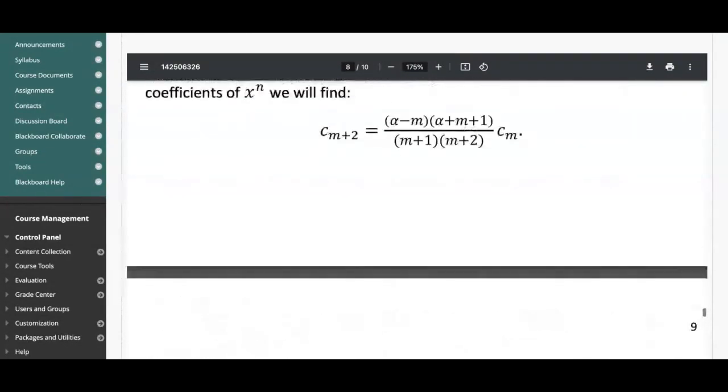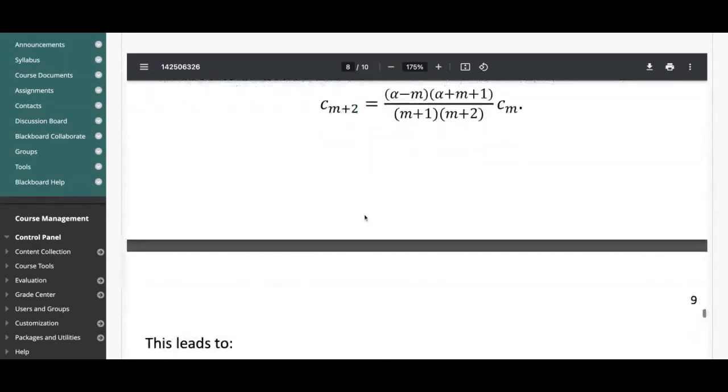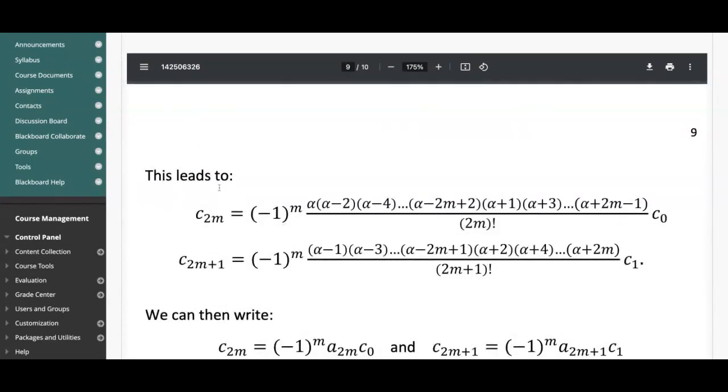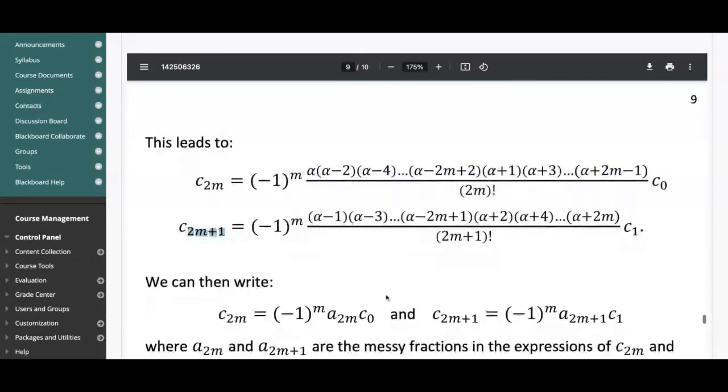And so this is m plus 2, right? If we keep going, evaluating for the even terms, we will get this relation with the C naught. This is scalar. So the even terms with the initial term have this scalar relationship, and the odd terms with the first odd one have this scalar relation.